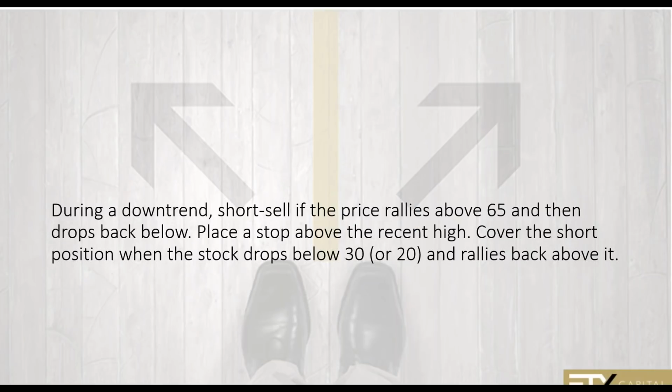During a downtrend, short sell if the price rallies above 65 and then drops back below. Place a stop above the recent high. Cover the short position when the asset drops below 30 and rallies back above it.